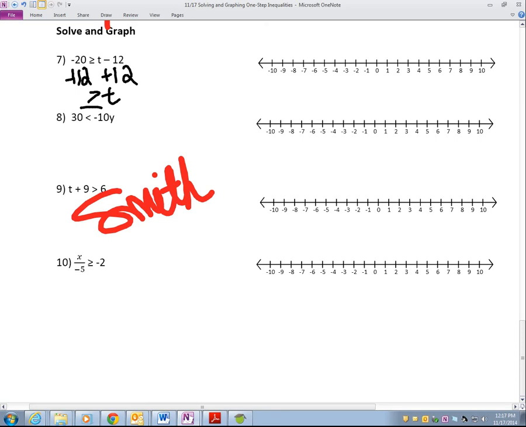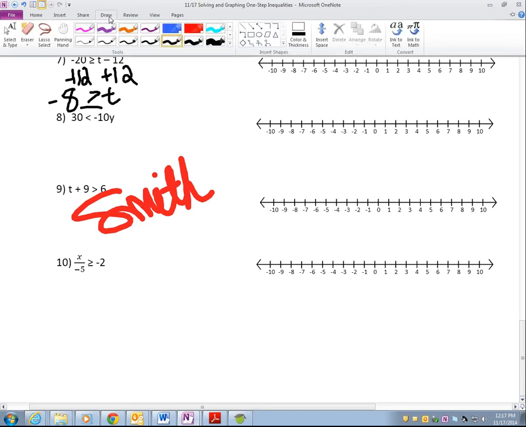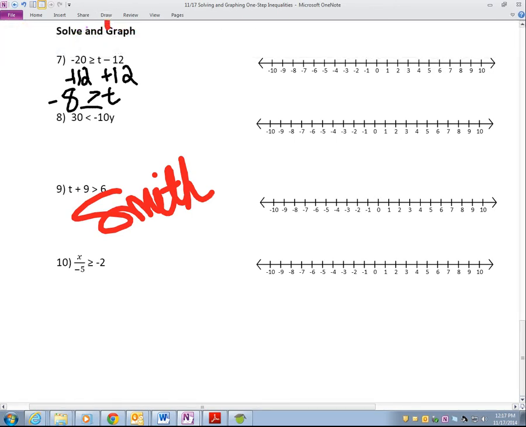You are correct. So we have negative 8 is greater than or equal to t, but I do not want t on the right side. But what I am going to do here is color in on negative 8. You get that? Okay. Color in on negative 8. Worry about this right now.